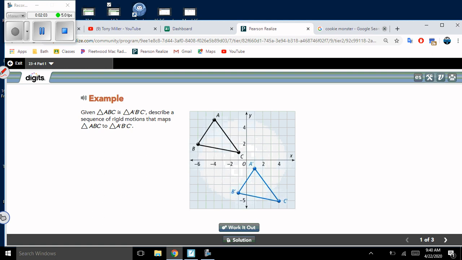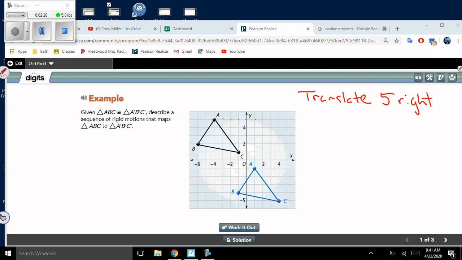Not sure. So the first thing that they would talk about is, hey, we could take this and we could translate it 1, 2, 3, 4, 5 spaces to the right. So translate 5 to the right. That would be your first step.